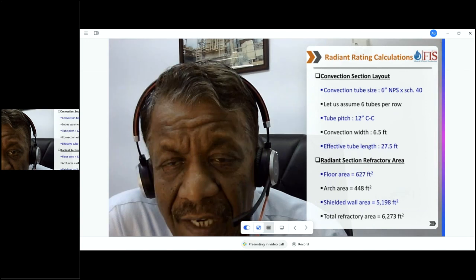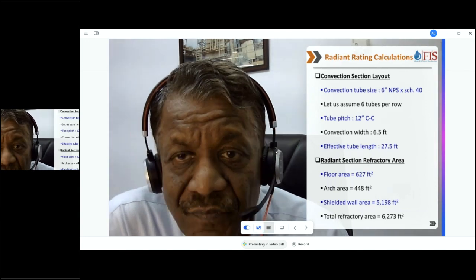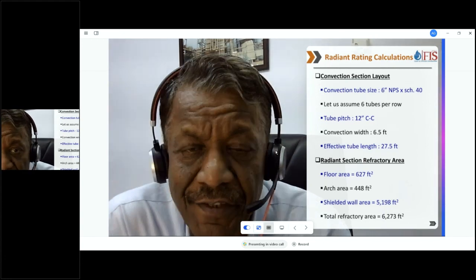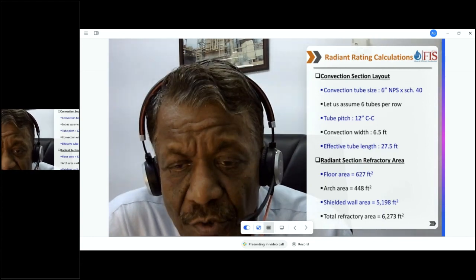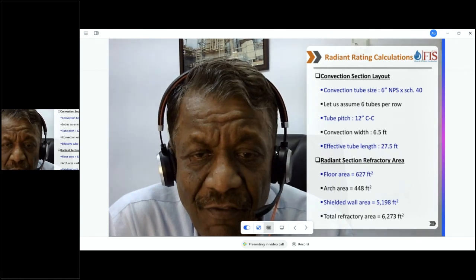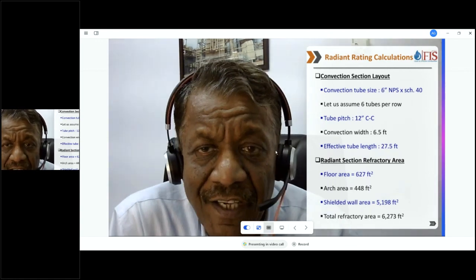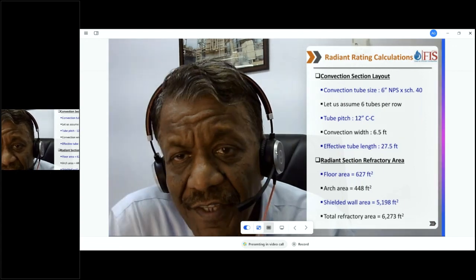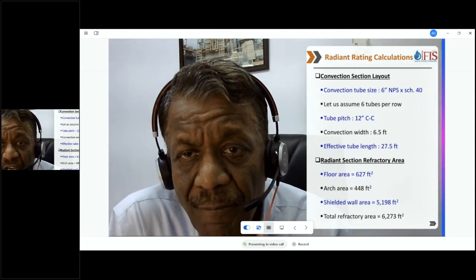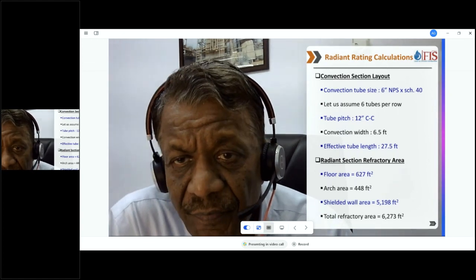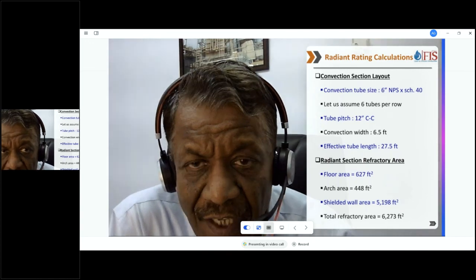Okay, I got a question. We say the higher the adiabatic temperature, the higher would be the radiant heat transfer. Yes, Siddharth. When we use air preheat, what we are doing is we are increasing the adiabatic flame temperature. And when we increase the adiabatic flame temperature, more heat transfer takes place. I hope I'm able to answer your question.